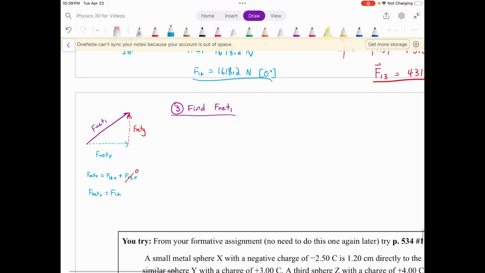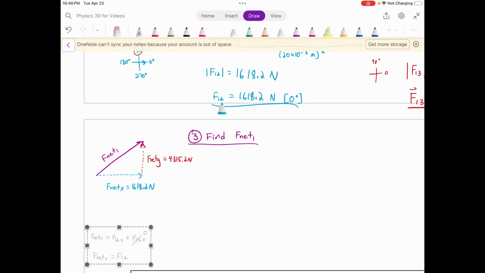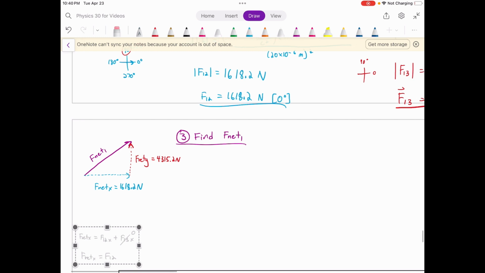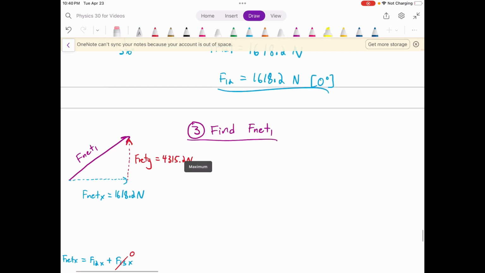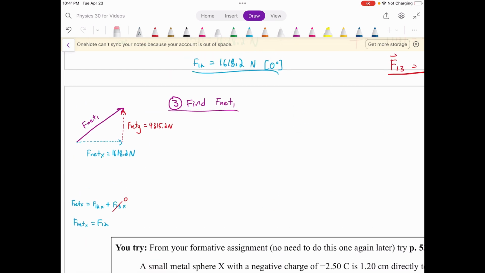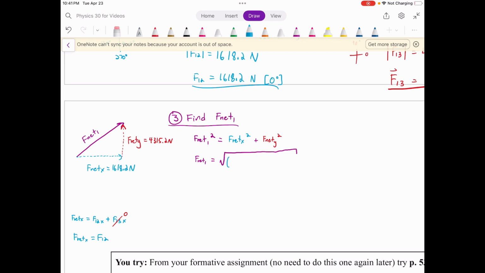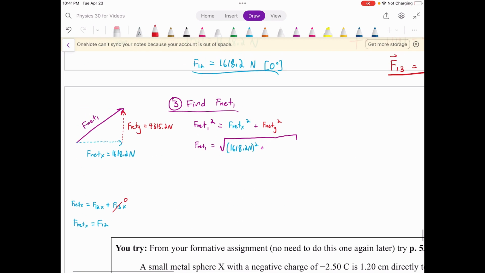Okay, so now we know this about F net on object 1. We know that its x component is just the force from object 2 on it, and we know that its y component is just the force from object 3 on it. Okay, so with our little diagram here, we are ready to find F net with the Pythagorean theorem. So here we go. F net x squared is just F12, so 1,618.2 newtons squared. F net y is just the force from object 3 pushing it up. So that will be 4,315.2 newtons.